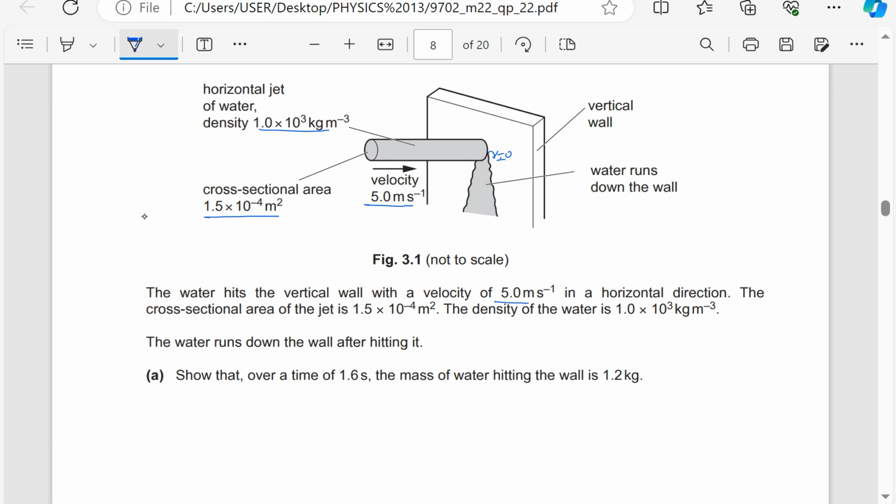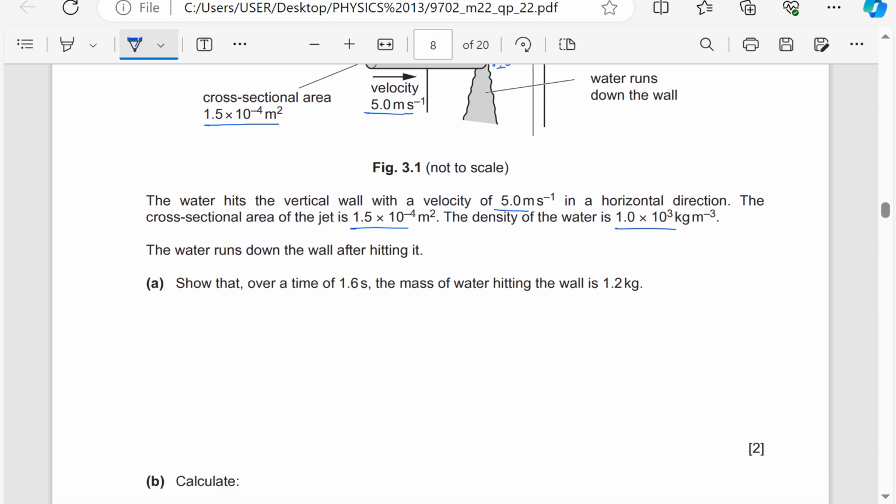The cross-sectional area is 1.5 times 10 to the power of minus 4. The density of water is 1,000 kilograms per meter cubed. The water runs down the wall after hitting. That means it doesn't rebound or continue. Show that over a time of 1.6 seconds, the mass of water hitting the wall is 1.2 kilograms.